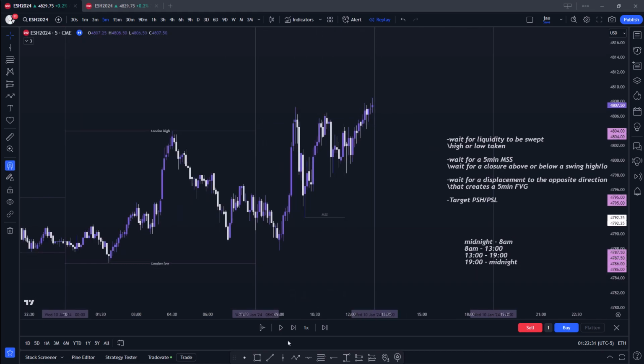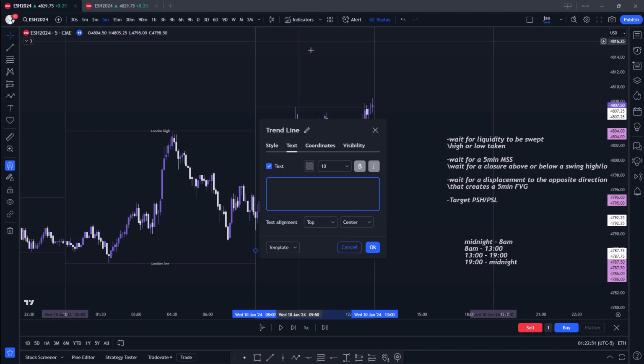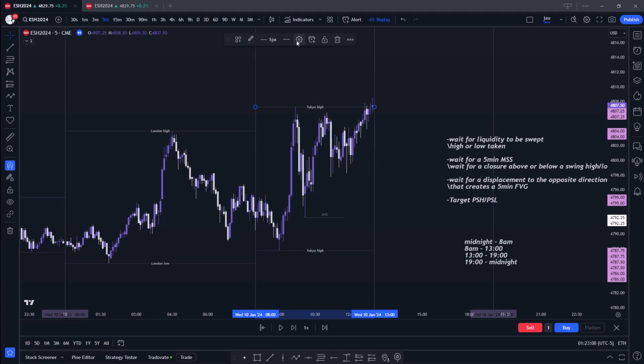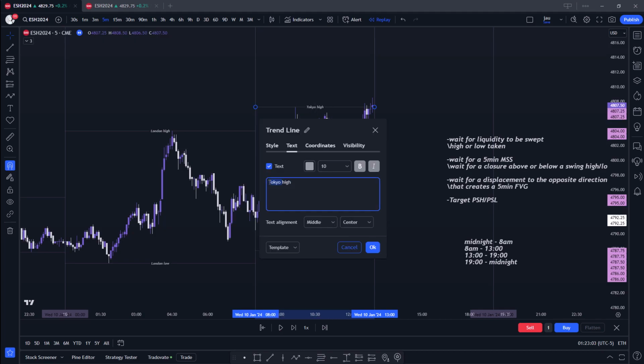So here we have our New York AM high, and we have our New York AM low. Let's label that appropriately after applying the style to it. So this is New York AM, New York PM low.